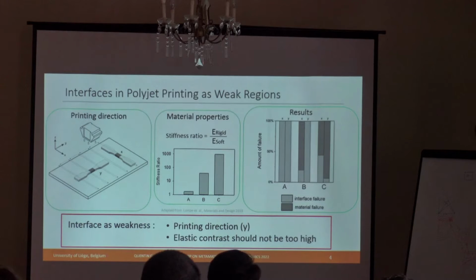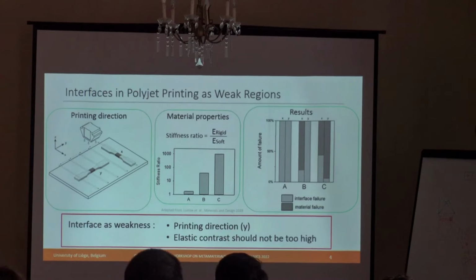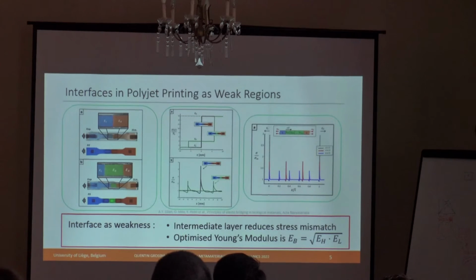So from this, we take that we print in the direction of Y in order to have a bimaterial attachment that will be a weakness and that will detach, and that our elastic contrast should not be too high. Actually, our elastic contrast will be of 40, and here you can see that it is more or less 50. So we will stay in that range.